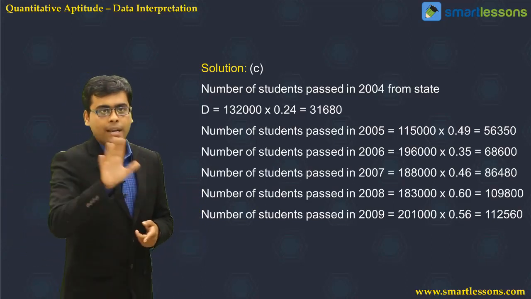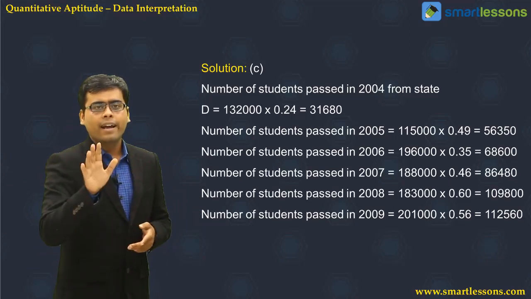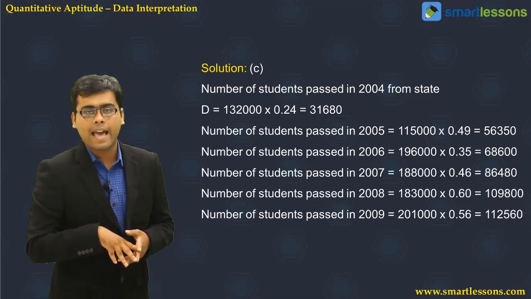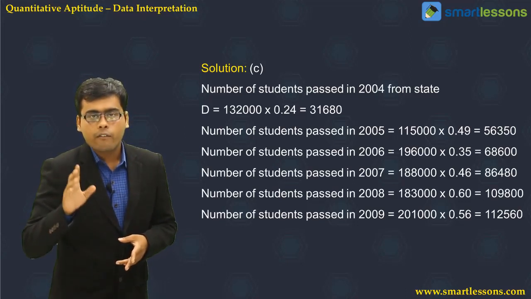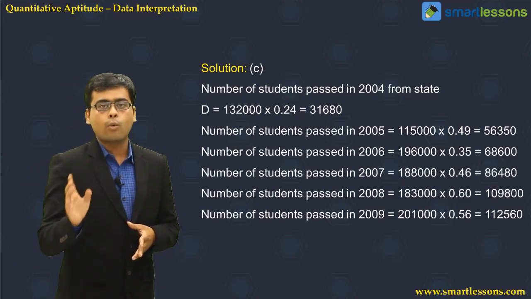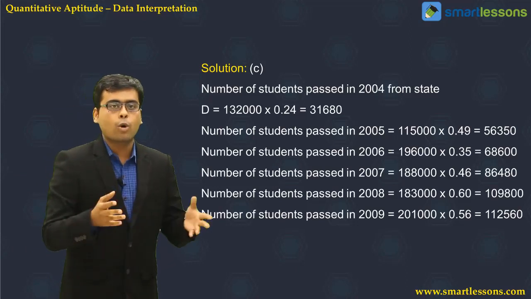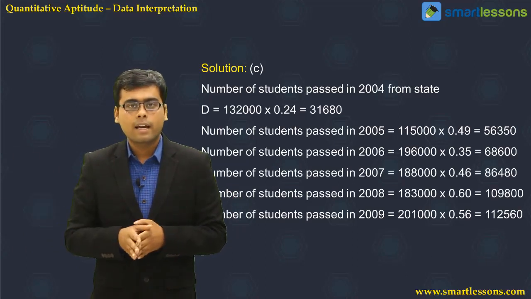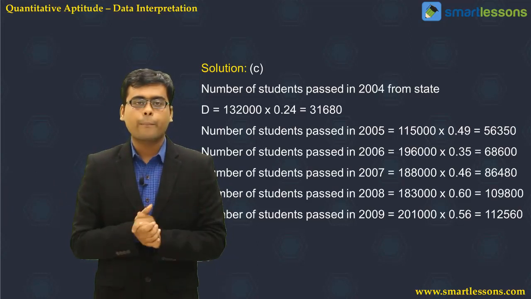So similarly, the number of qualifying students or candidates in 2008 is 1,09,800, that is 60% of 1.83 lakh, and in 2009 it is 1,12,560, that is 56% of 2.01 lakh. So now if you compare all these results, it is obvious that the maximum number of qualified students was in 2009, because that is 1,12,560. So that is the maximum.